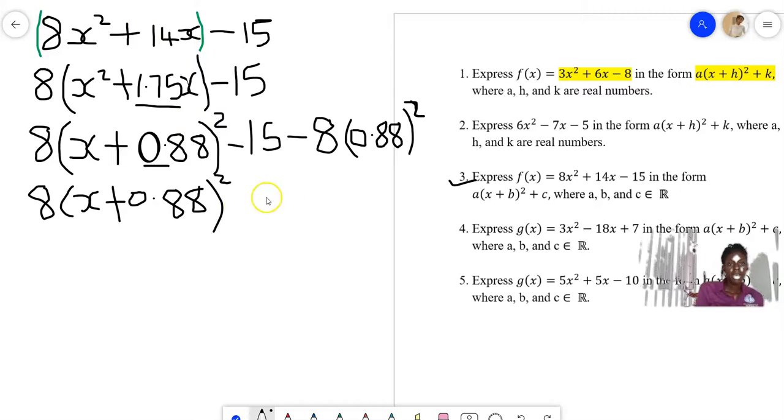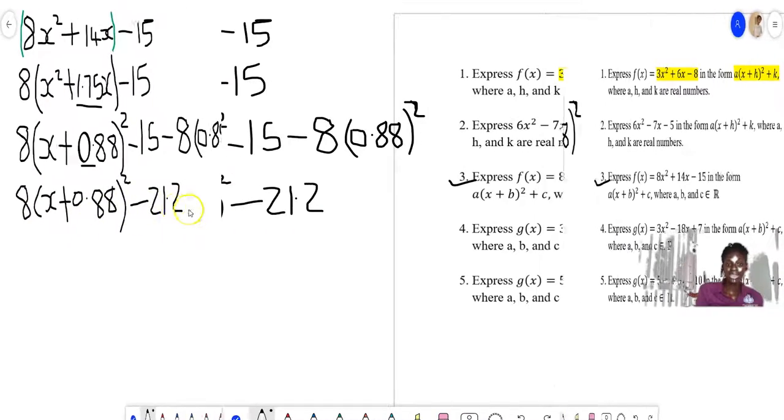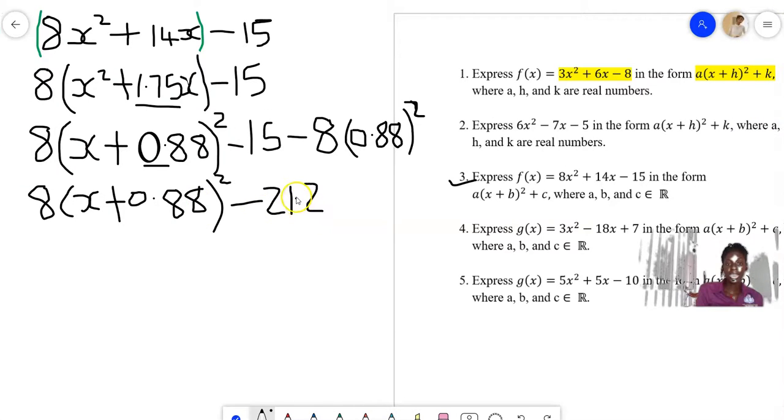answer for k, and that will give us negative 21.2 when rounded off, and that is our answer. Our a is 8, our h is 0.88, and our k is −21.2.